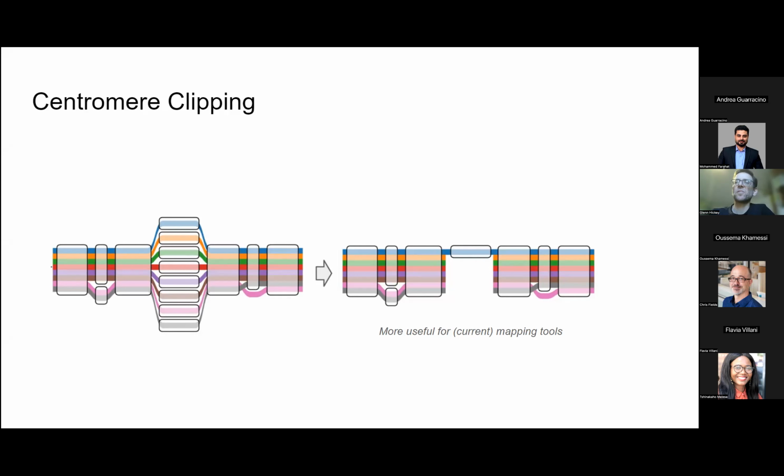In practice, we normally just clip that out. So that's the right graph. We just cut all the paths where they go through it, and we leave one reference path through it, just so we keep our coordinate system. And on that graph on the right, we lose the variation in the centromere. But for the rest of the genome, we're able to effectively map reads and call variants and genotype variants with it. Next slide.